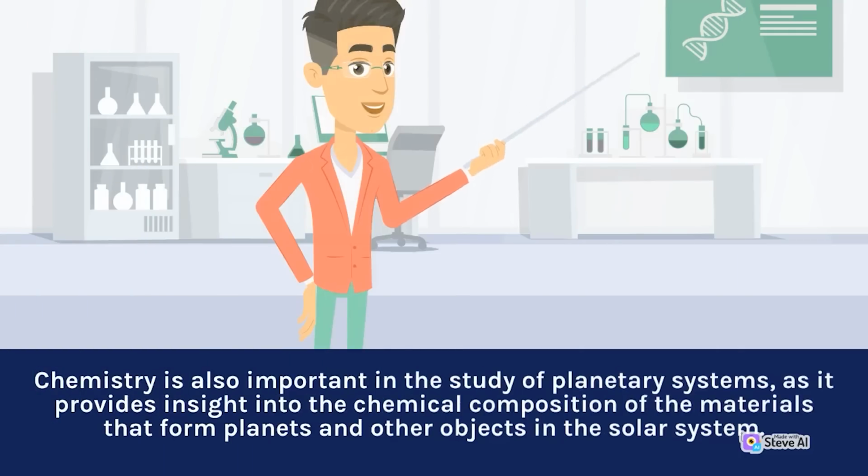Chemistry is also important in the study of planetary systems, as it provides insight into the chemical composition of the materials that form planets and other objects in the solar system.